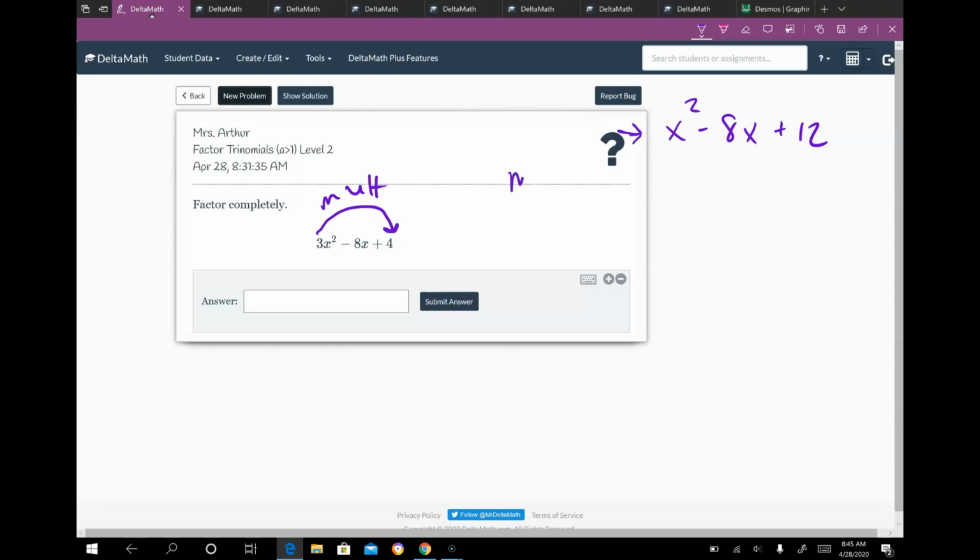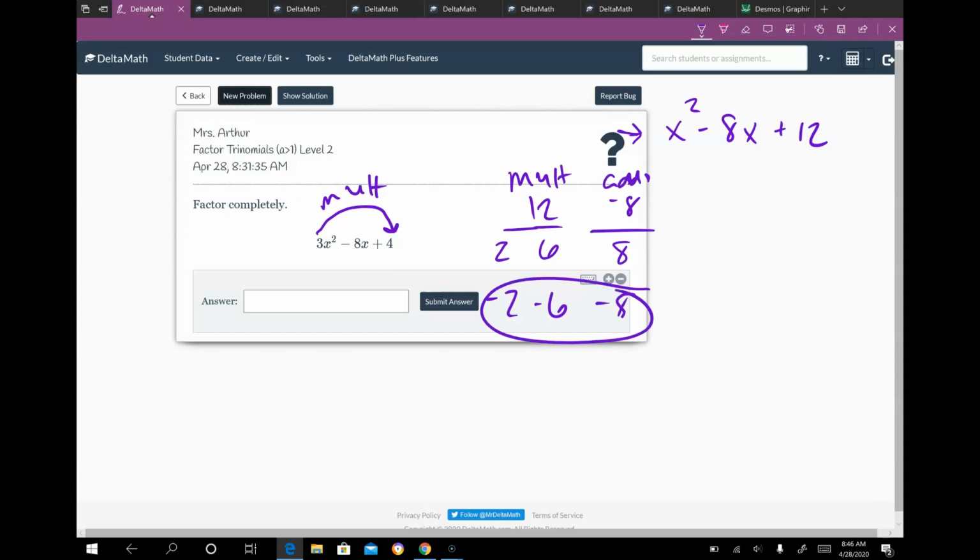So I need to know what multiplies to give me 12 and adds to give me negative 8. Well, 12, let's use our common sense. It's not 12 and 1. It could be 2 and 6. Now it has to be negative. So 2 plus 6 is a positive 8, but to keep it multiplied to positive and added to negative, if we make both of them negative, negative 2 times negative 6 is positive 12, but negative 2 plus negative 6 is also negative 8. So this is going to be x minus 2 times x minus 6.